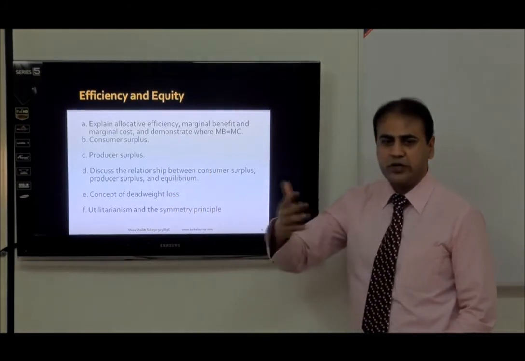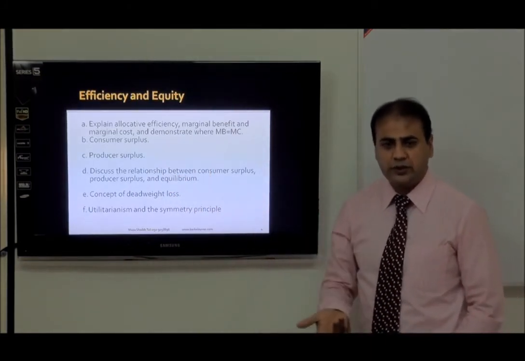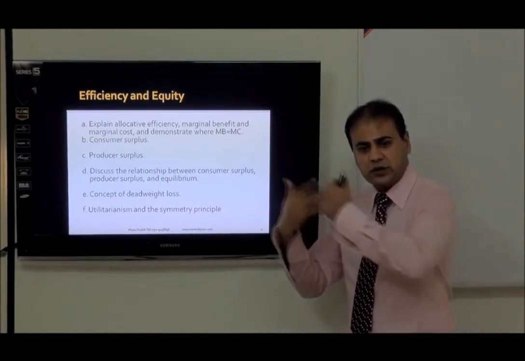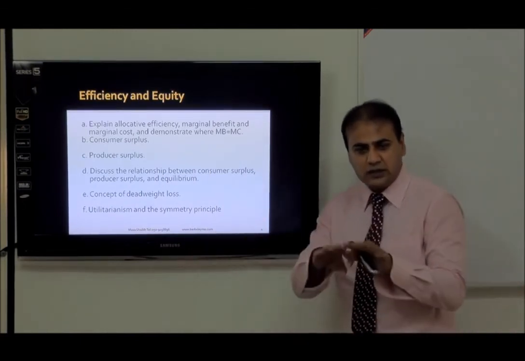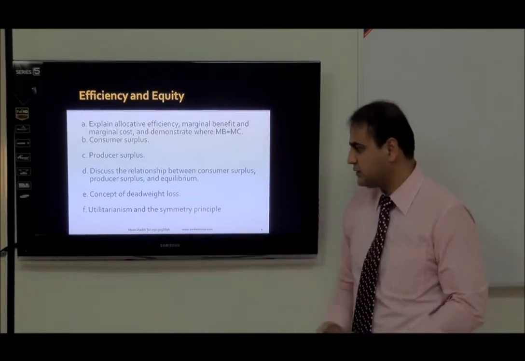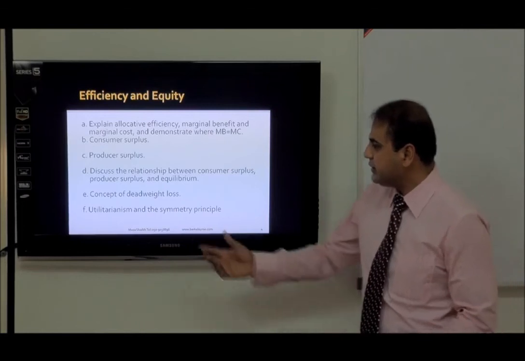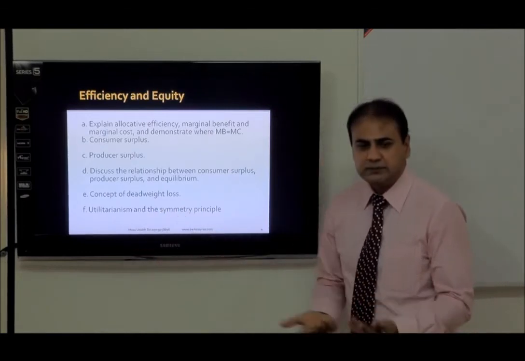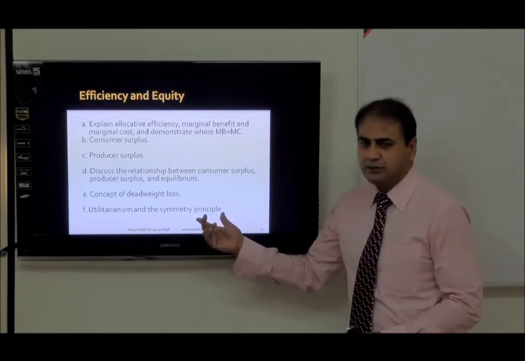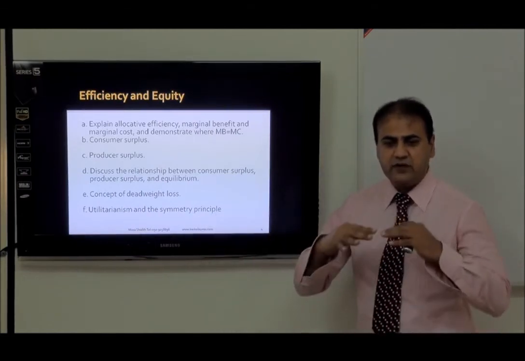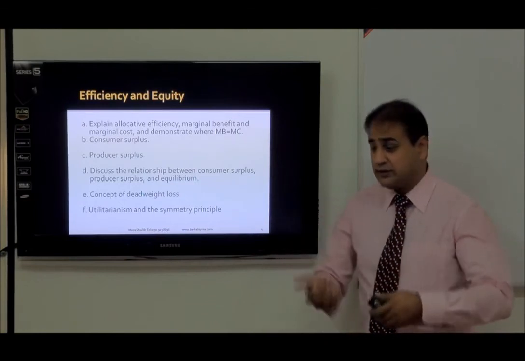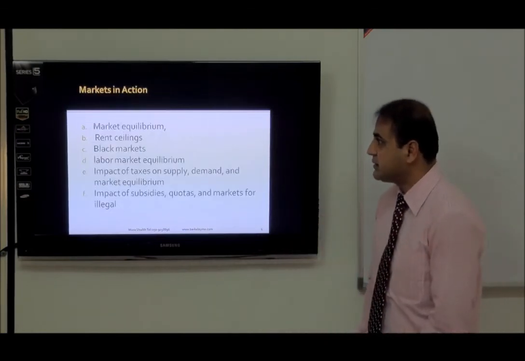Sometimes you have more production capacity, but you are not using it, so you are under production. Sometimes you are over production. So what are the consequences in terms of deadweight loss? This is a related term. Utilitarianism is a word from utility, meaning importance of something, and the symmetry principle is related to everyone wanting to be treated in a symmetrical way. We will shortly discuss how that works.